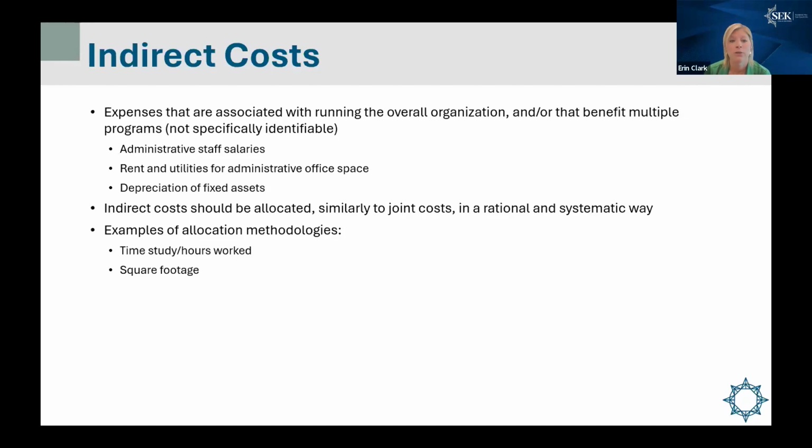On the other hand, square footage is typically a pretty reasonable methodology to use for occupancy type costs. That could include rent, utilities, depreciation, anything that lends itself to looking at the square footage of a building, for example, and then allocating those costs again in a rational and systematic way.